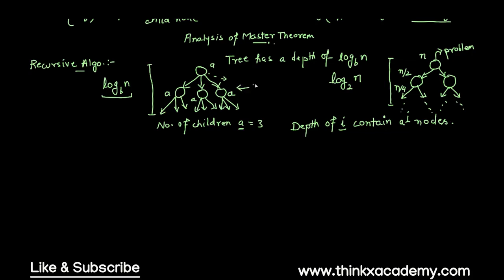I can basically write it as, this is depth 1, so I will write it as 3 raised to the power 1, which will give me 3. If I consider depth 2, it will give me 3 raised to the power 2. So you can see that a represents the number of children, and if I want to consider a particular depth, we know that it will give me a raised to the power i nodes at that particular depth. So at depth 2, we will obtain 9 children. So this is the basic reason behind this.